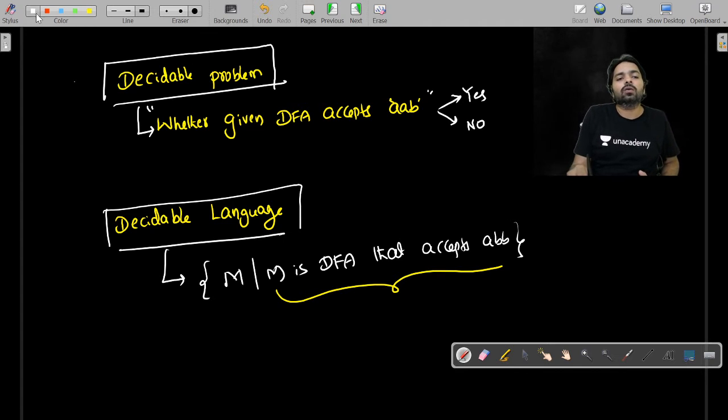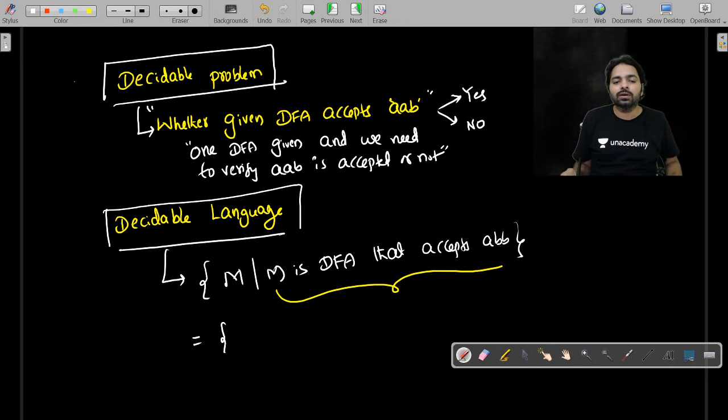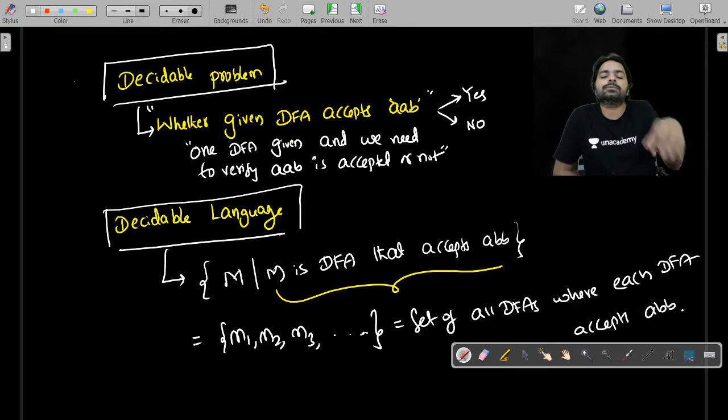Here one DFA is given, and we need to verify whether AAB is accepted by that given DFA or not. Right? But here it's not one DFA. Here we need to collect all DFAs, like M1, M2, M3, maybe infinite DFAs, we don't care. It's nothing but the set of all DFAs where each DFA accepts AAB. Those which don't accept, we don't collect.